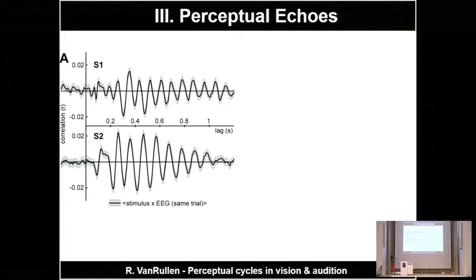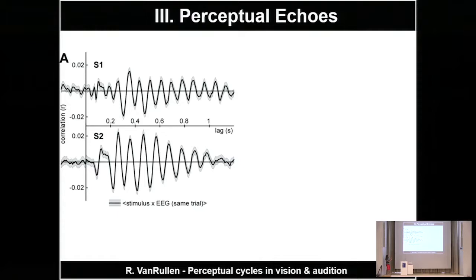I want to be clear about what I'm showing here, because to some people, these might look like event-related potentials, but they're not event-related potentials. We're not looking at voltage as a function of time. We're looking here at correlation in units of R as a function of the delay or the lag at which you look at the EEG relative to the stimulus sequence. So, for example, the proper way to read the peak here is that there is a good correlation between the stimulus presented at time t and the EEG recorded at time t plus 350 milliseconds.